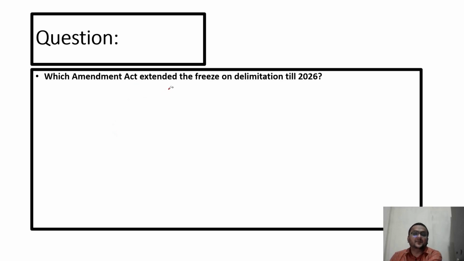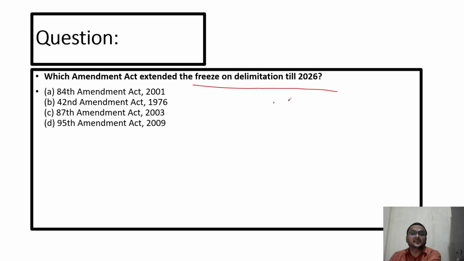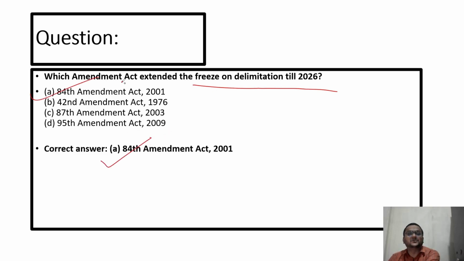Next question, which Amendment Act extended the freeze on delimitation till 2026? Here the correct answer is option A, the 84th Constitutional Amendment Act 2001.